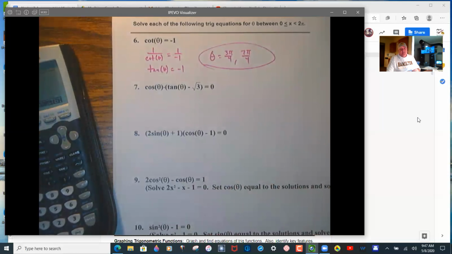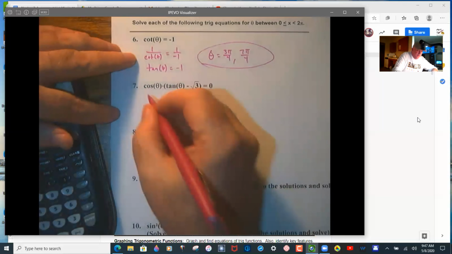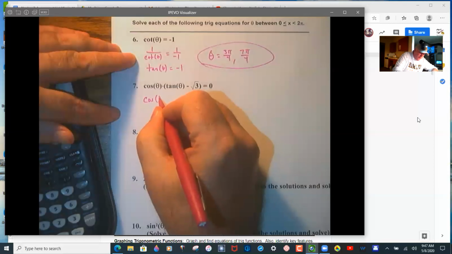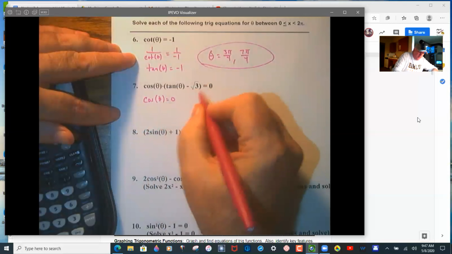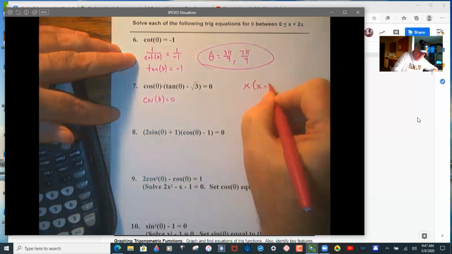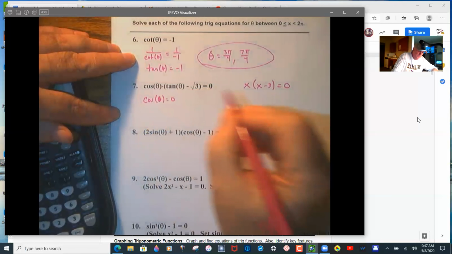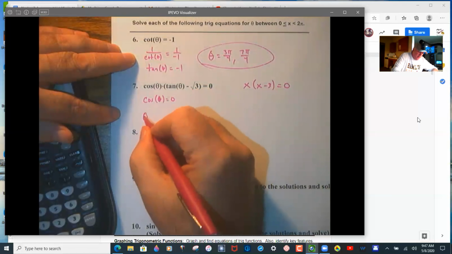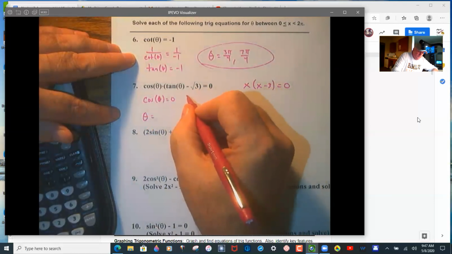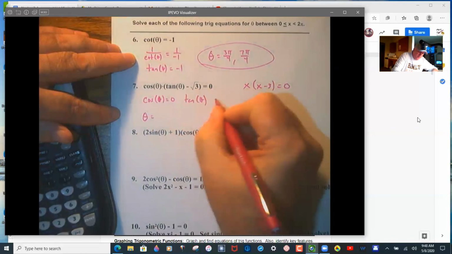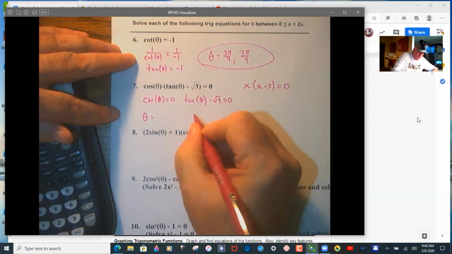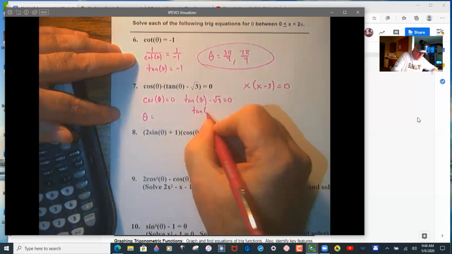Now let me show you something on 7, why the table even lets you down sometimes. So what you've got to do on 7 is you have to take cosine of theta equal to 0. And then you need to solve the other one. So it's kind of like solving this. If I said solve x times x minus 3 equal to 0, you take x equals 0 and x minus 3 equals 0, and then you get x equals 3. That's kind of what's going on with this. So you have to think a little bit about quadratics, I guess, in doing this. And then the tangent is equal to the square root of 3.